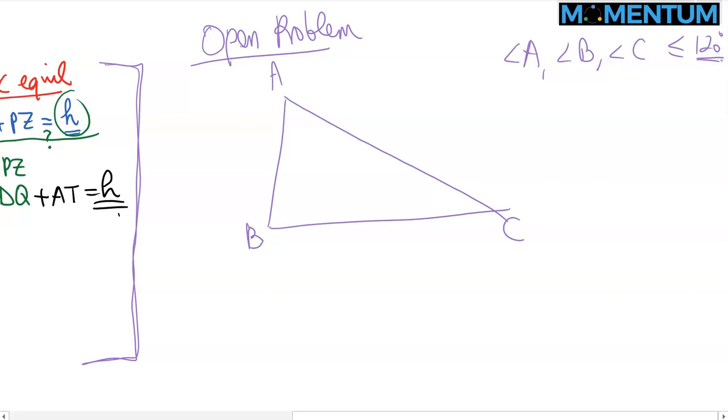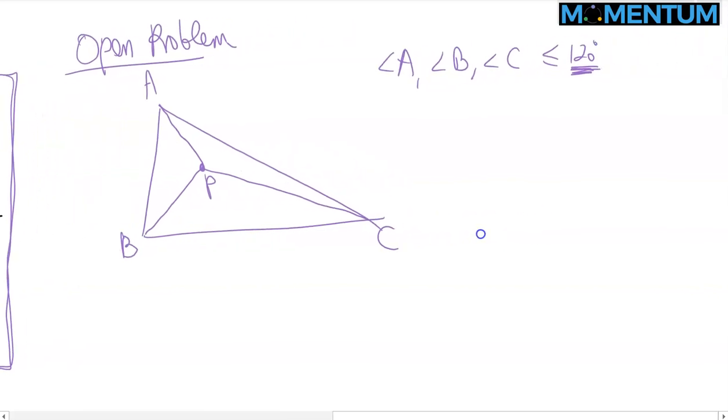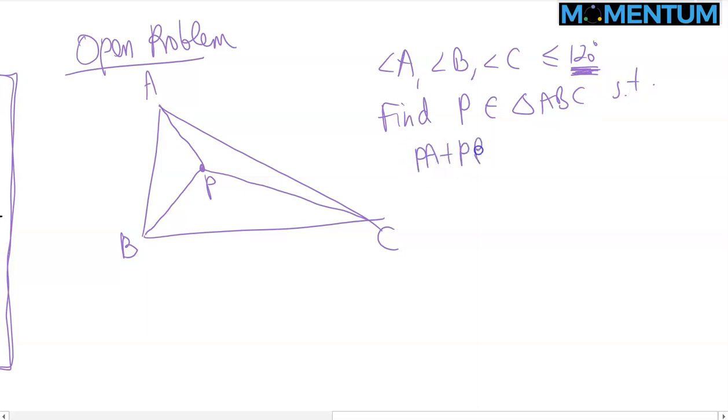I don't think that this statement that I'm about to make is correct. Actually, let me not make any statement. Let me not tell you which point works, but there exists a point inside triangle ABC which will minimize the sum of these distances to the vertices. So this is an open problem: for any triangle ABC where each angle is less than or equal to 120 degrees, you need to find the point P inside triangle ABC such that PA plus PB plus PC is minimum.